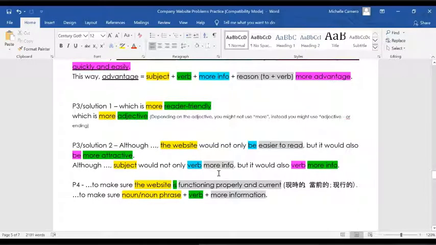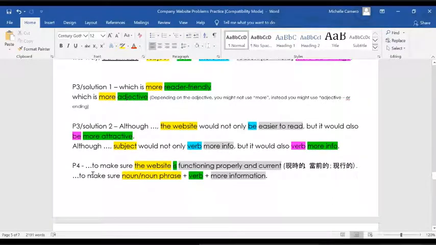Okay, again, just like I said earlier in the class, you do not have to do this because you're basically giving 2 advantages. You're saying it's easier to read, that's advantage 1, and it's more attractive, that's advantage 2. You don't have to do that. You could just say the website would be easier to read, full stop. Okay, if you want to use would not only, but it would also, you can do that. But now you're creating more work for yourself. And if you can do it, great, go ahead and do it. But if not, you don't have to.